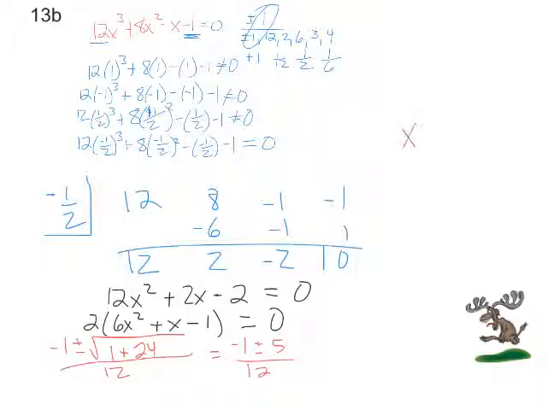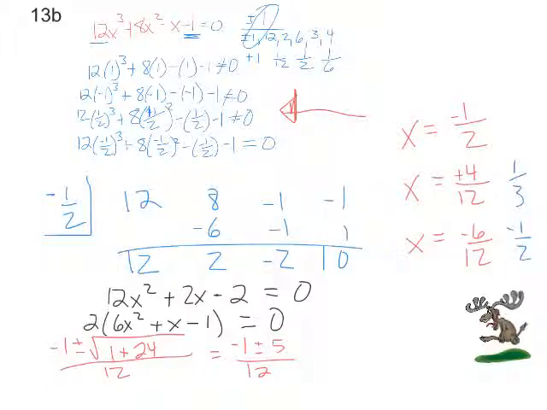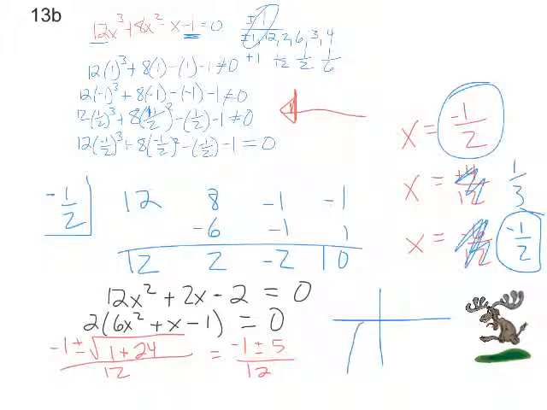So our final solution is x is equal to negative 1/2, which we found using the rational root theorem. And we also have x equals positive 4/12, or x is negative 6/12. Reducing those fractions, we get 1/3 and negative 1/2. So it looks like the function has a multiplicity of 2 at negative 1/2, which means my curve should come up and touch negative 1/2 and then cross again at 1/3. Checking that out on the calculator, I see that the calculator does confirm our findings.